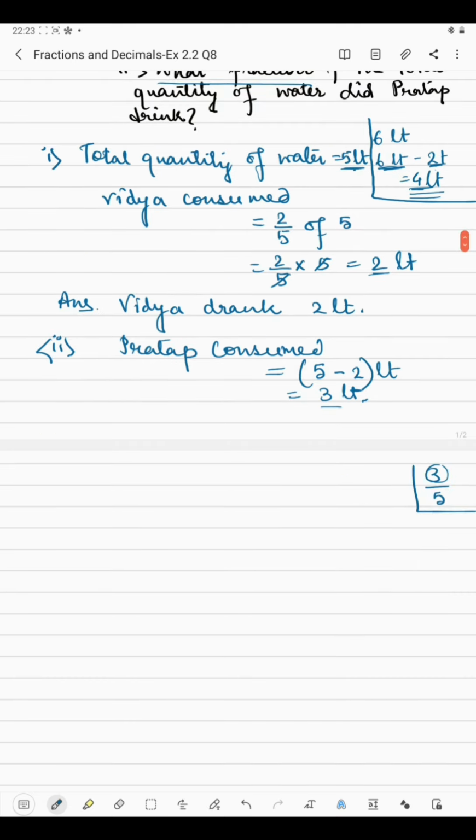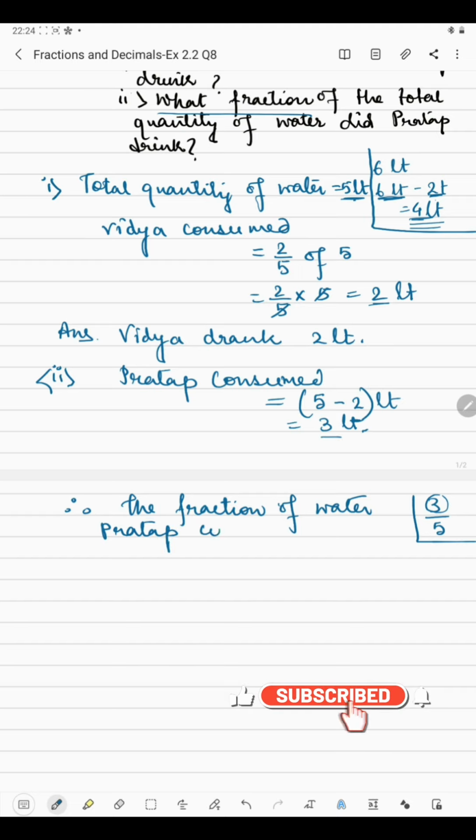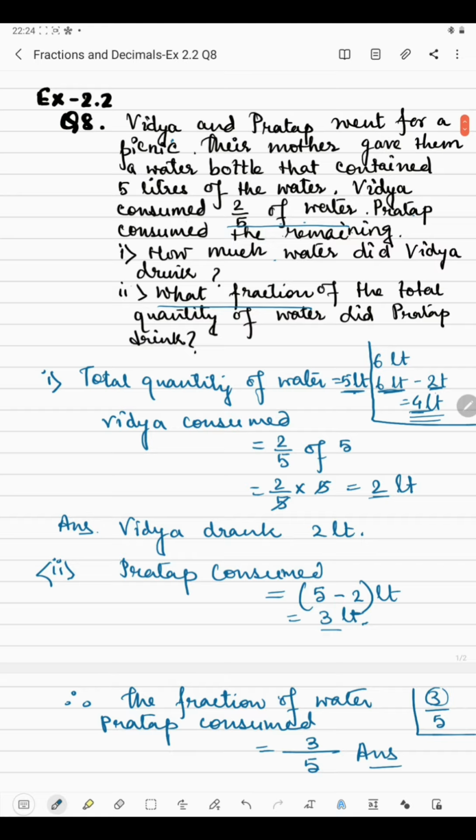So we will have to write: Therefore, the fraction of water Pratap consumed, how much? What would be the fraction here? Total quantity is 5, and out of 5 liters he consumed 3 liters. So the fraction will be 3 by 5. So this will be the answer of the second part. So this was all about question number 8. Thank you, students.